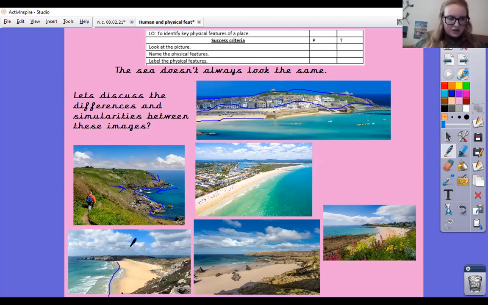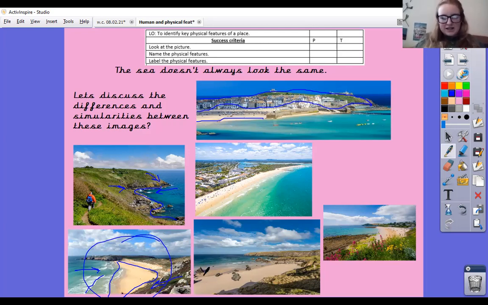Here I can see a beach. I can see a cliff. I can see the sea. I can see waves here. So I know that this is the coast. Altogether, this is the coast. All these elements help make the coast.